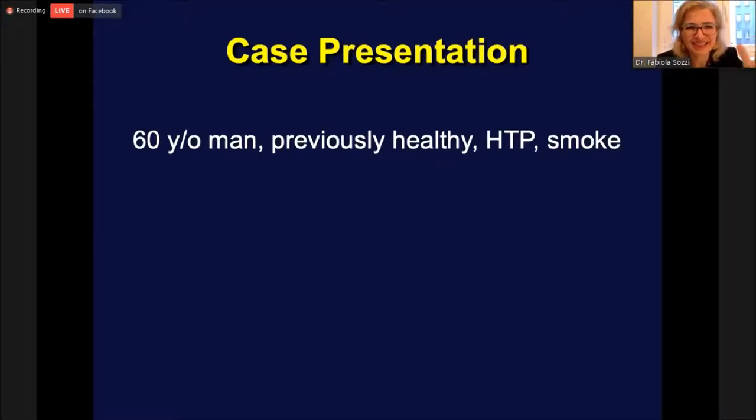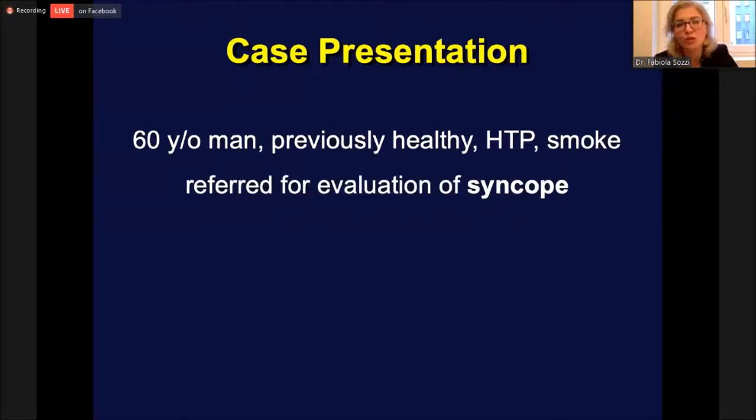Another case, a 60 year old man, previously healthy, hypertension, smoking, looks like intermediate risk again.